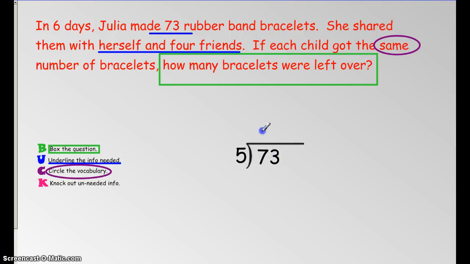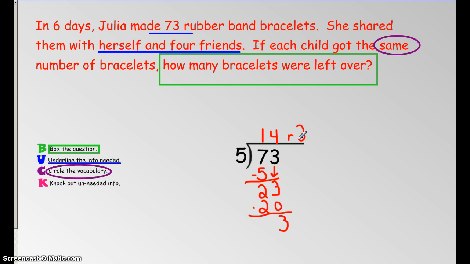5 will go into 7 one time. 1 times 5 is 5. I'm going to subtract. 7 minus 5 is 2. Bring down. So now I've made 23. 5 will go into 23 4 times. 4 times 5 is 20. Subtract. Okay, so I have 14 remainder 3 as my quotient, but I need to go back and read my question.